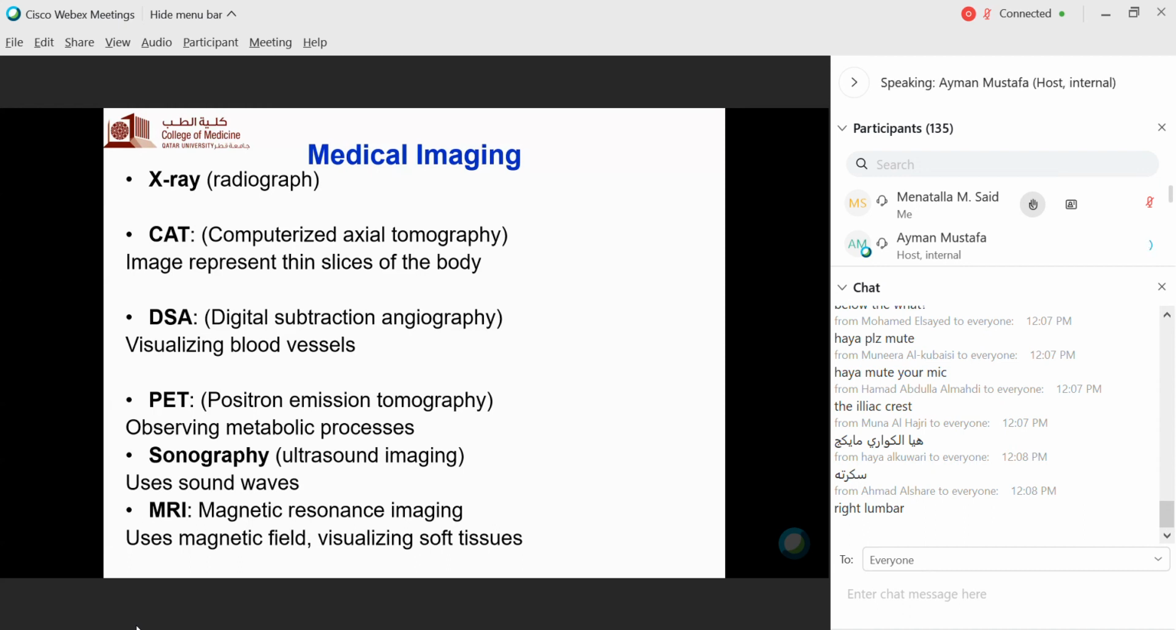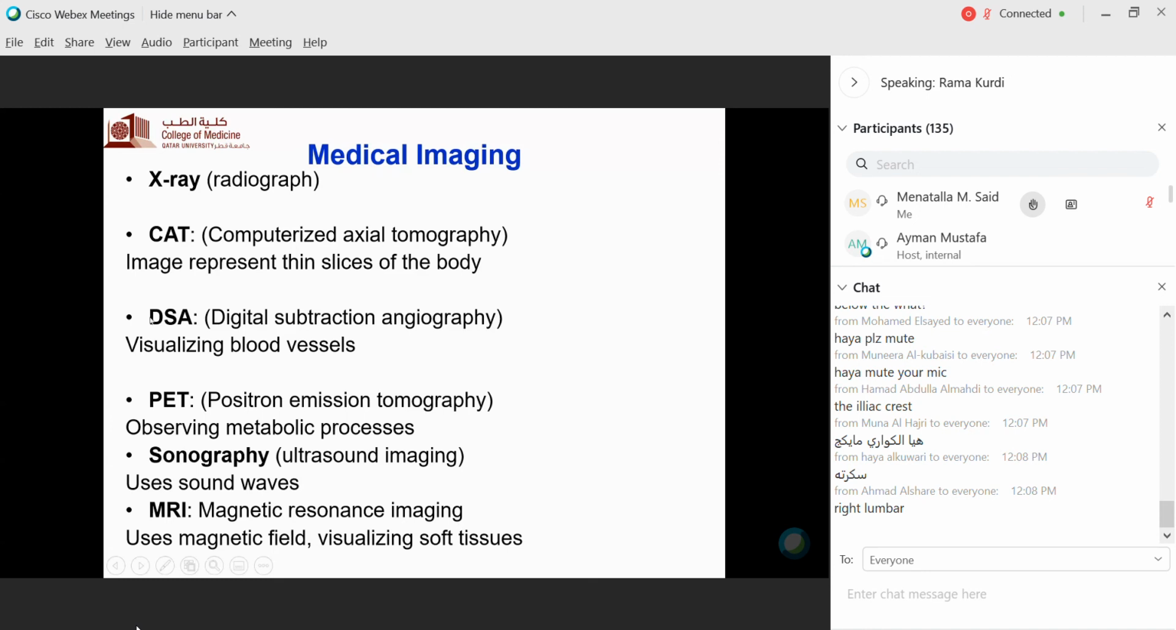Yes, CAT, we memorize it as CT or CAT. It will not make a difference. It's something easy, you know. CAT or CT are the same. Just know we are talking about imaging of slices of the body.